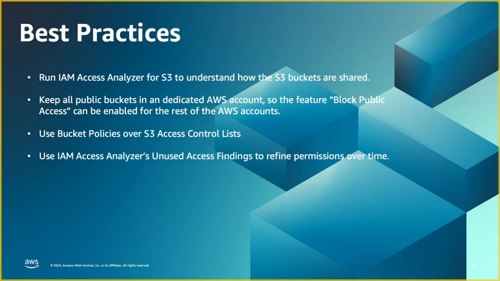Last but not the least is using an IAM Access Analyzer capability called unused access findings to refine the permissions over time. This is to enforce the principle of least privilege, and that needs to be seen as a journey over a period of time, to continuously and periodically monitor what permissions are used and unused for certain users, roles, etc. And as and when you see these unused access findings, you can terminate and revoke those because they may not have been used for a very long time.